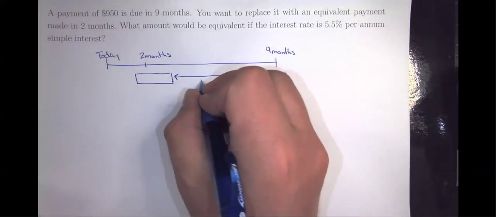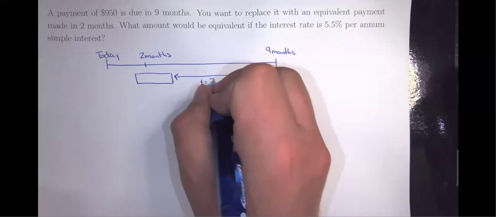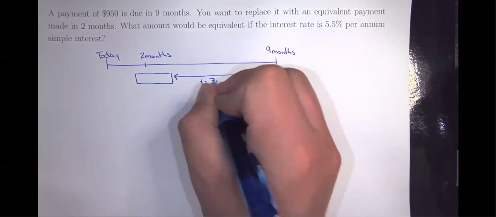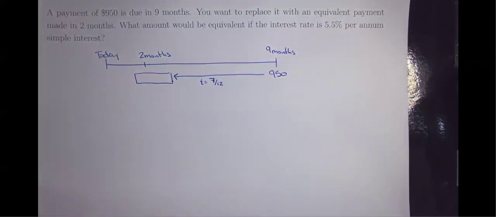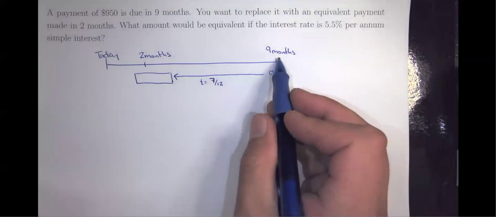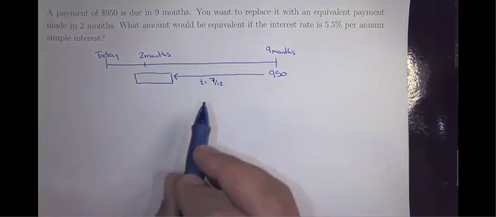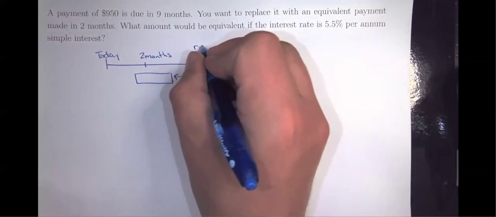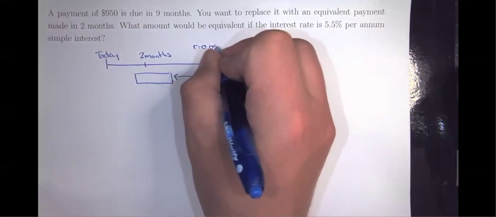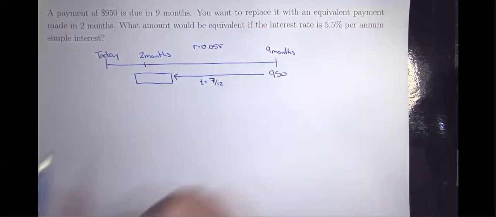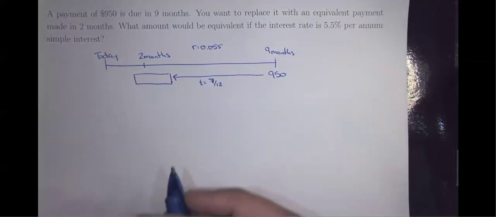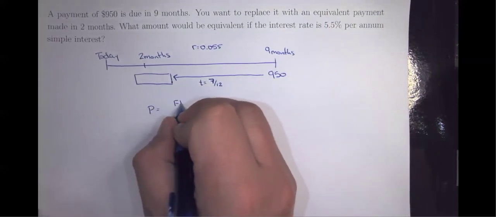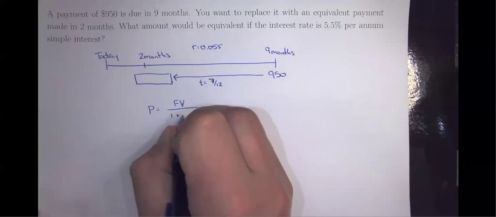The time going from 9 months to 2 months is a total of 7 months, so 7/12 of a year. Notice that because I'm only moving from 9 back to 2, it's going to be a 7-month movement. The rate that we're using here is 5.5%, so 0.055. And we're looking for a principal, which is our future value, over 1 plus RT.